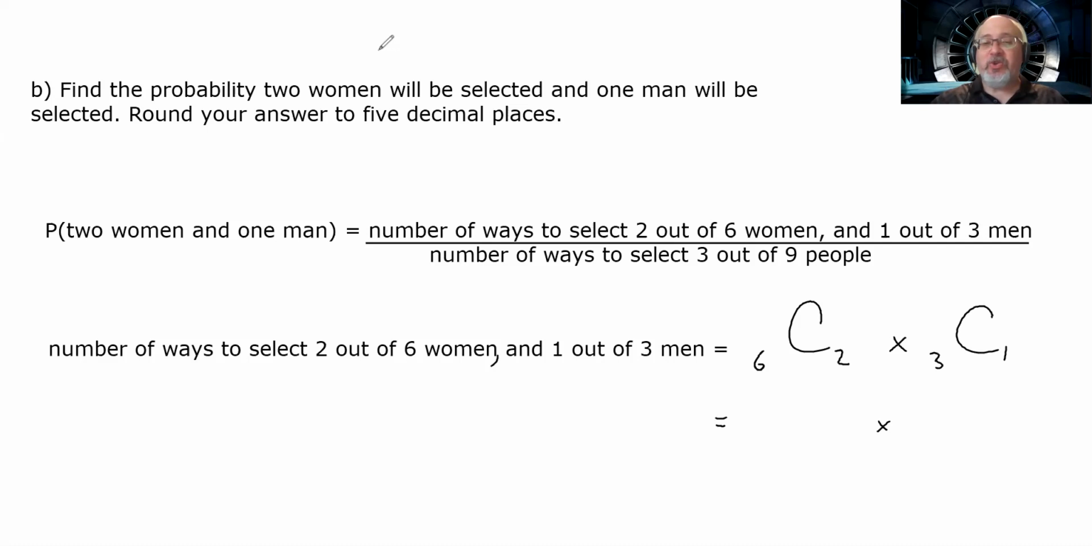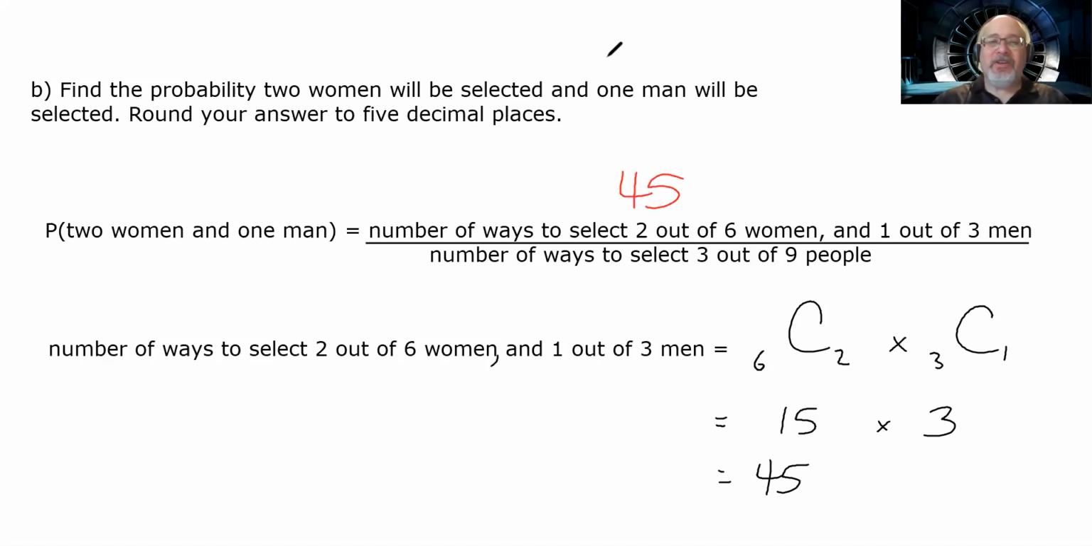But 6C2 is 15, and 3C1 is 3. Meaning there are a total of 45 different ways to select 2 out of 6 women and 1 out of 3 men. There's 15 ways to select the women, 3 ways to select the men, and the fundamental counting principle says, therefore, there are 45 ways that we can select 2 women and 1 man. That will be our numerator. Let's write it above the fraction.